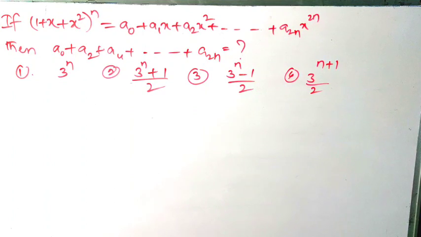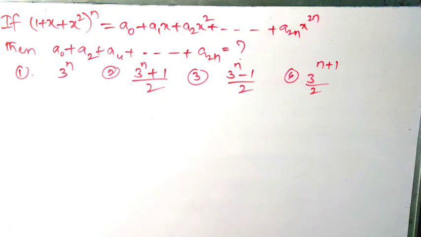If (1 + x²)ⁿ = a0 + a1x + a2x² + ... + a2n x^(2n), then a0 + a2 + a4 + ... + a2n equals how much? The options are given: first, 3ⁿ; second, (3ⁿ + 1)/2; third, (3ⁿ − 1)/2; fourth, (3ⁿ + 1)/2. Okay, so these are the given options here.